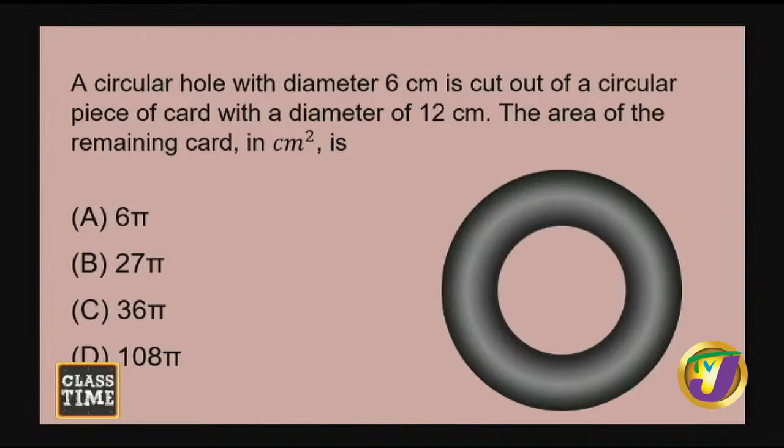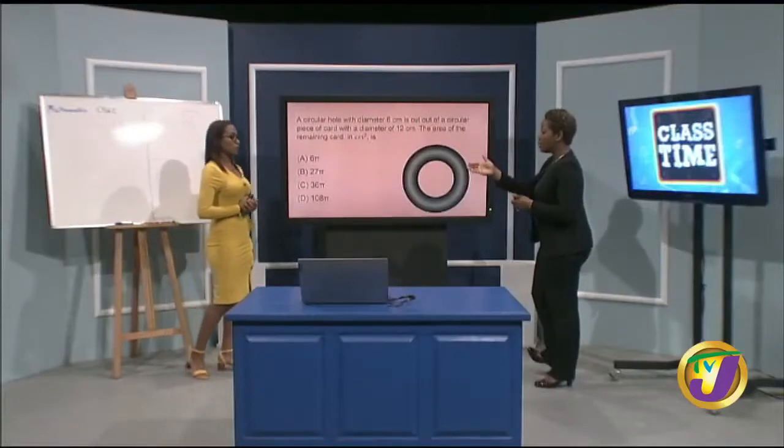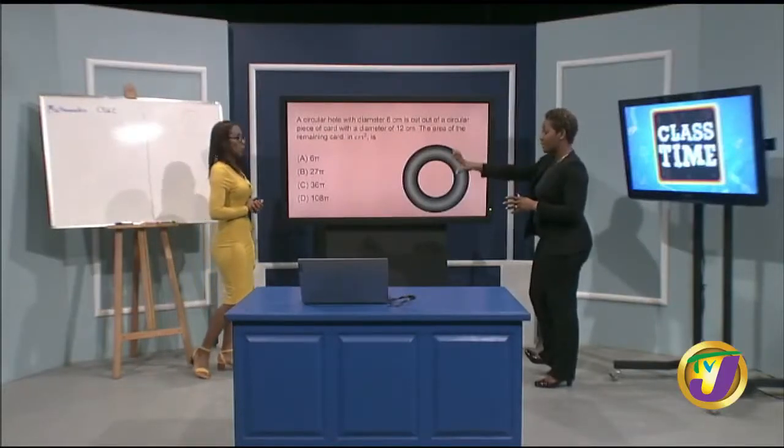And just to help us who are visual learners, we have an image that shows what the circular hole would be like, and the rest of what is left, because they took out that piece. Looking at the options, it tells us that we don't have to do any extensive calculation because the value of pi remains. All right, so let's look at this then.